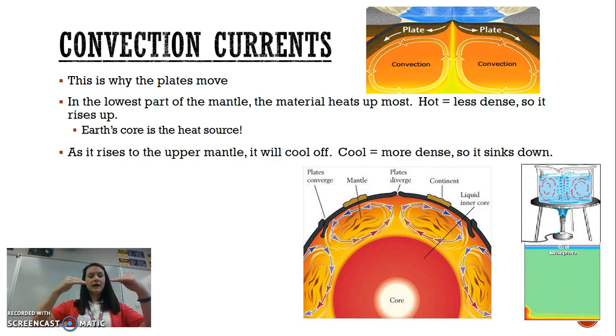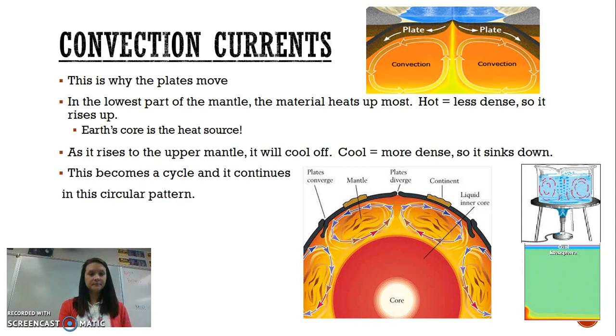But then as it rises up and gets into the upper mantle in the asthenosphere, it naturally cools off because it's getting farther away from the heat source. So it's cooling off, and cooler things become more dense and naturally sink down. Just like probably in your house, the coolest room is most likely your basement or your lowest level.